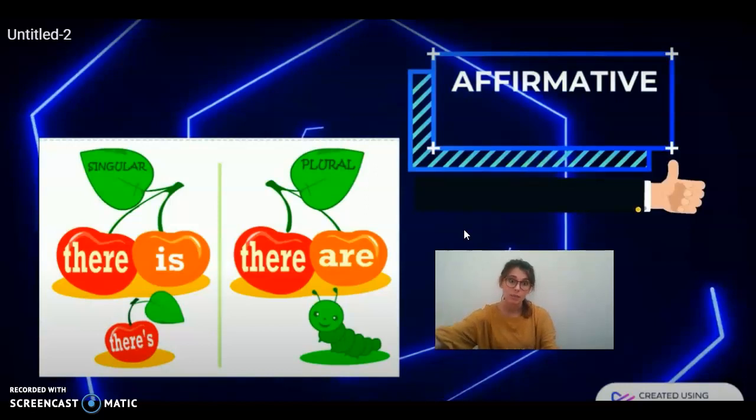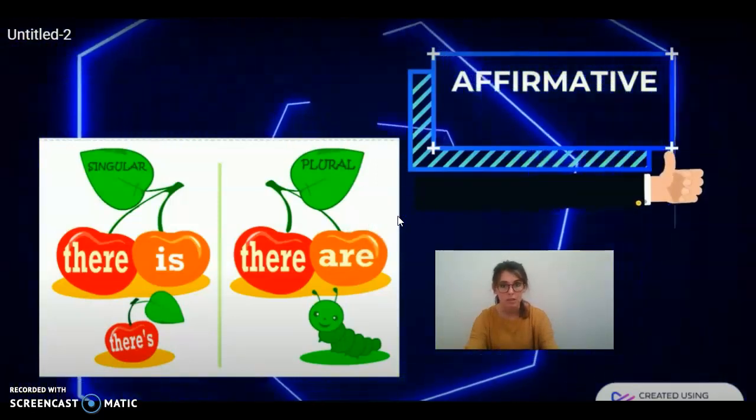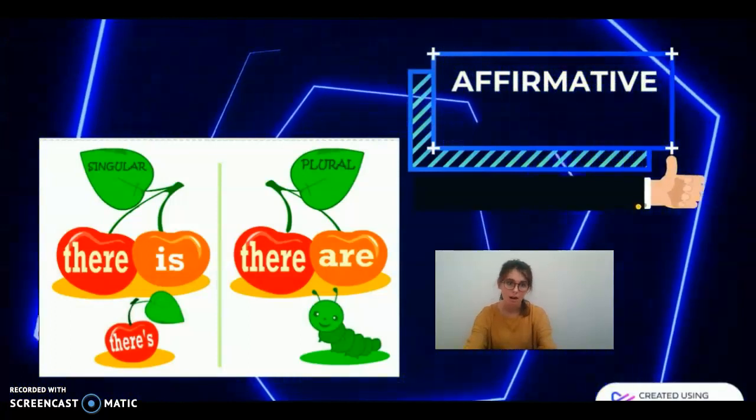There are instead for plurals. So there are two notebooks. There are two notebooks, right? Two, more than one. And that's for the affirmative sentences. So there is, there are.